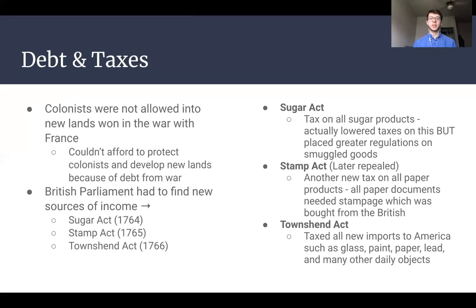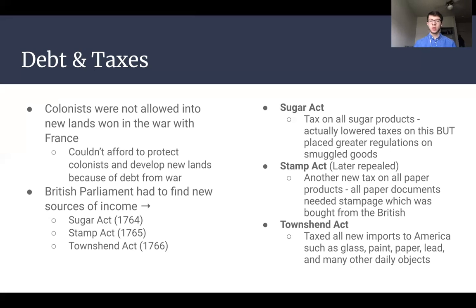While smuggled goods may not sound like a good thing, these were actually just all the other items bought from areas other than British. The British wanted to be the only supplier of goods to the Americas, while the colonists knew they could buy it cheaper elsewhere. Next was the Stamp Act. This act was around for a couple of years before it was later repealed due to protests and boycotts.